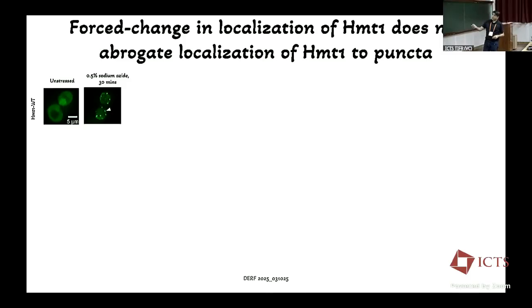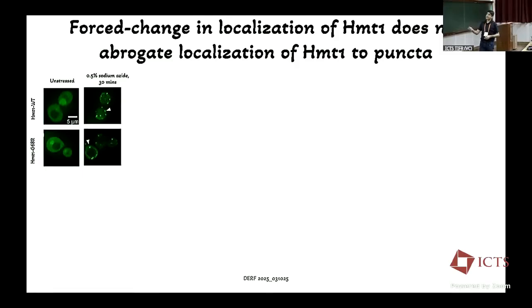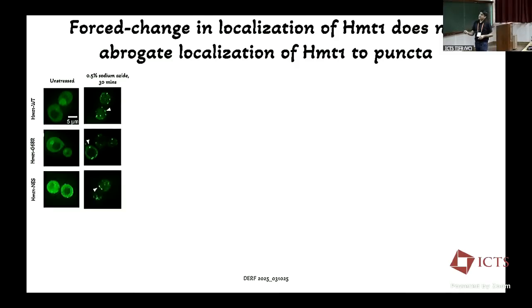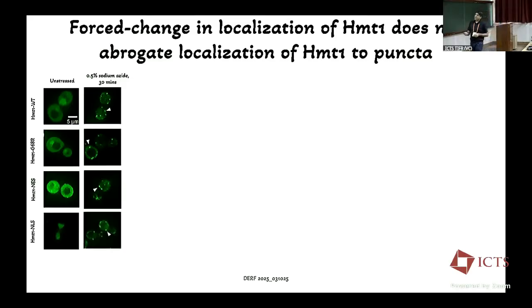So again, this is wild type, unstressed in the nucleus, and upon stress it goes to puncta. G68R, which I already described, is catalytically dead and still goes to puncta. NES, right? You need to compare this with this, and you can see pretty much a large amount of the protein is in the cytoplasm. It goes to the granules, which would be expected because it's anyway supposed to be in the cytoplasm. The NLS is now predominantly in the nucleus, right? You don't see much cytoplasmic signal, you see mostly nuclear signal.